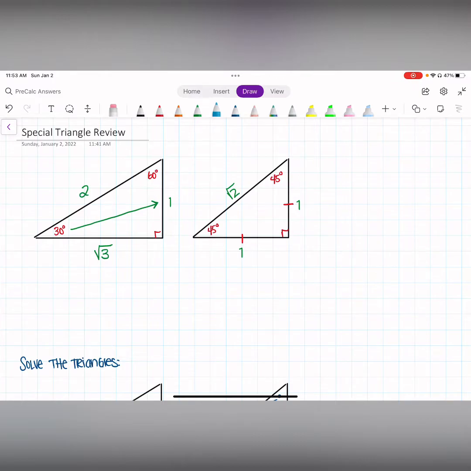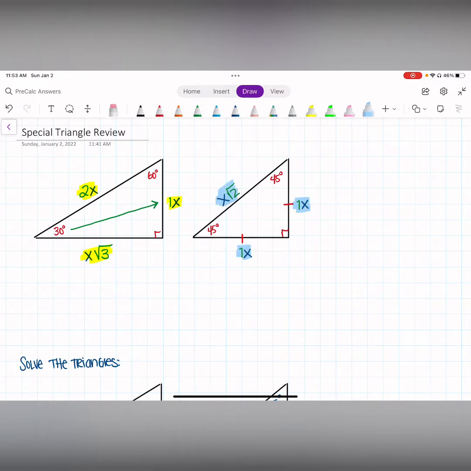Now we can easily generalize these triangles because any form of your 30, 60, 90 or 45, 45, 90 is going to be similar. So if you call the smallest side for both of these 1 times x, or just x, then all the other sides are just going to stay in proportion. So for our 30, 60, 90, we've got our x, 2x, and x root 3. And for our 45, 45, 90, we've got x, x, and x root 2.